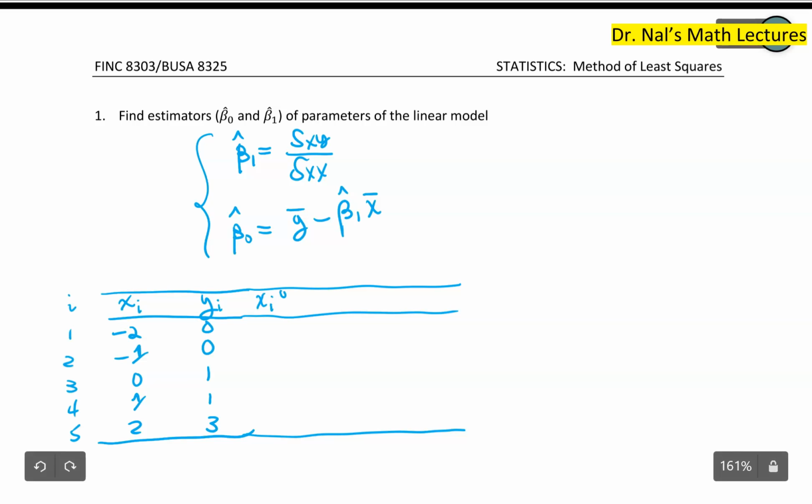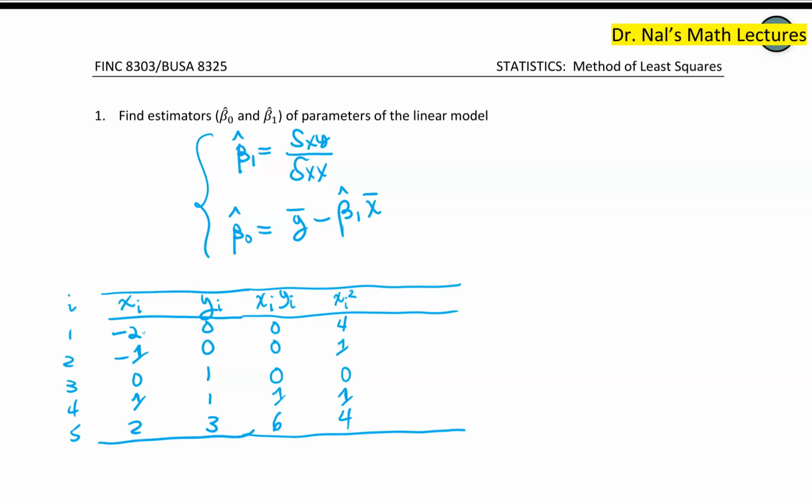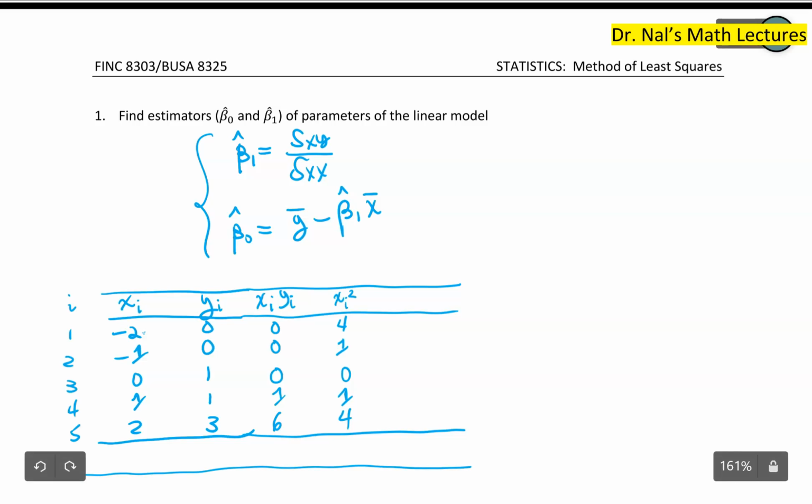So I will be needing their sum products. So, well, the products first. So xi times yi, that one is 0. So -2 times 0 is 0. -1 times 0 is 0. This one is also 0. 1 times 1 is just a 1. And 2 times 3 is just a 6. Another one that I will be needing is xi squared. So squaring this xi column, we will get a 4, a 1, a 0, a 1, and a 4.